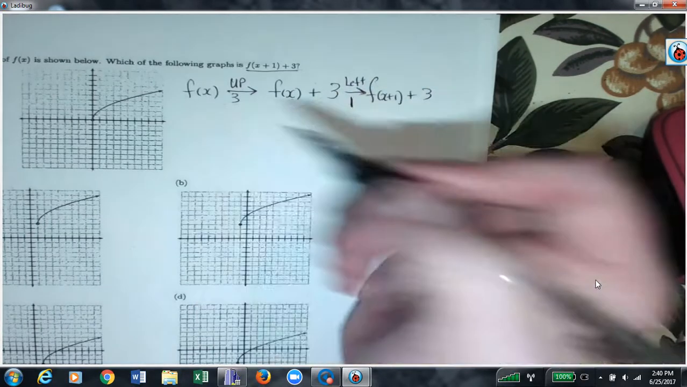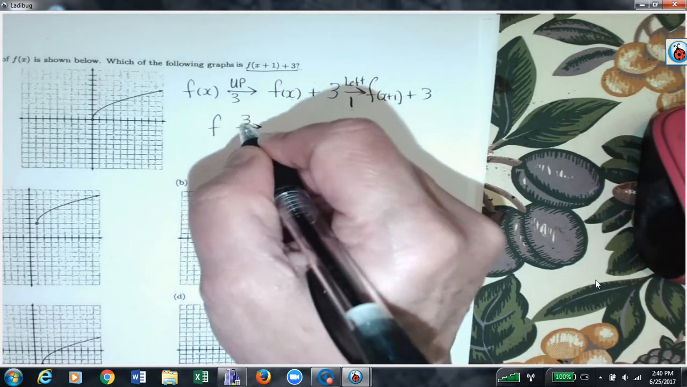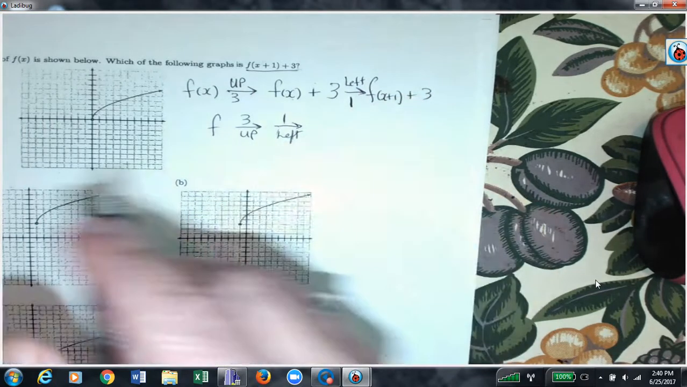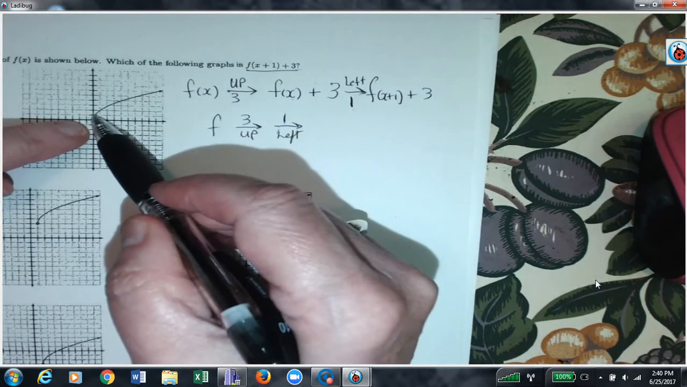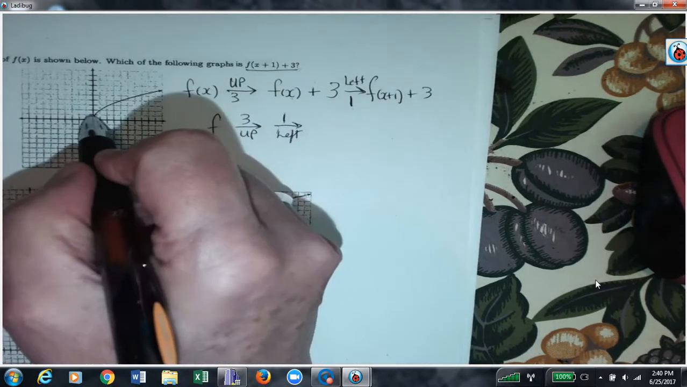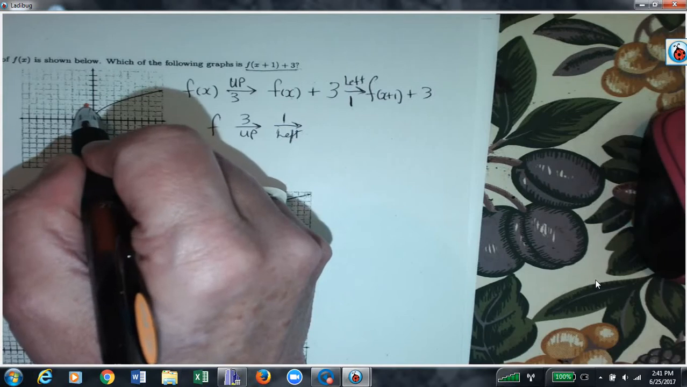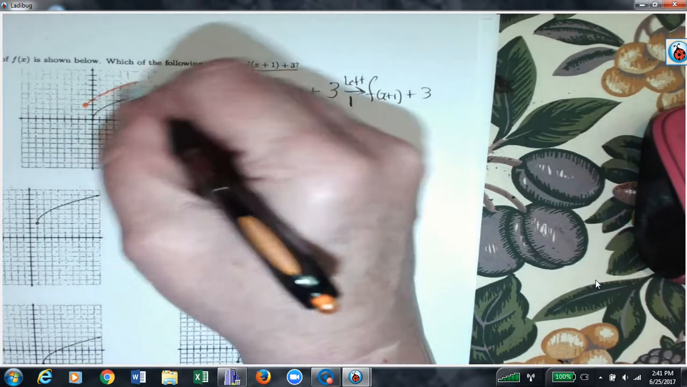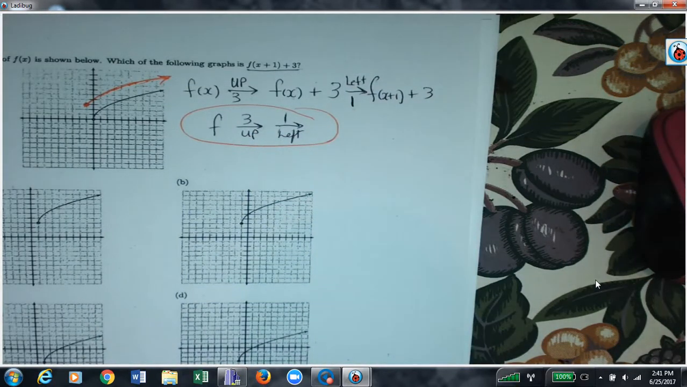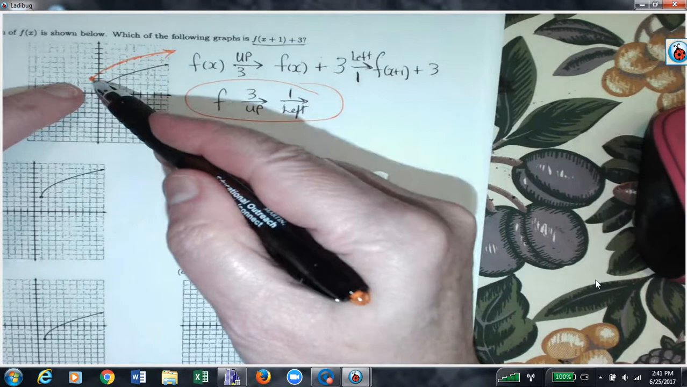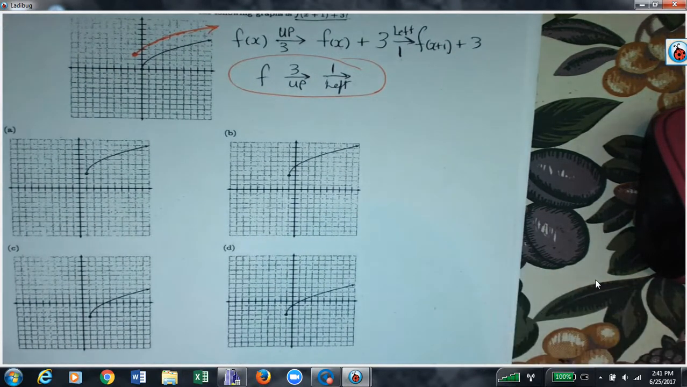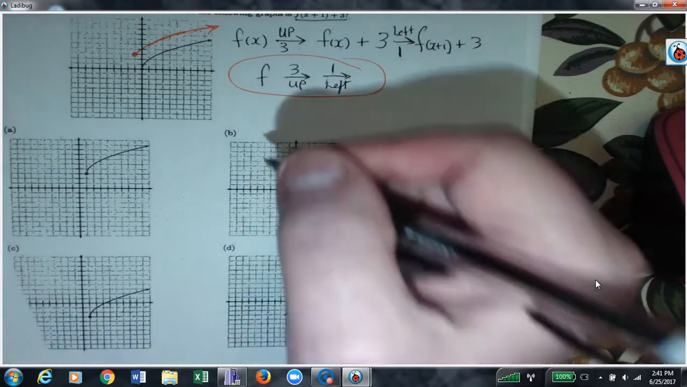So what do we do? We start with f, we go 3 up, and then we go 1 left. So if I take this and go 3 up, 1, 2, 3, and then go 1 to the left, 1, 2, 3 up and 1 left, then I'm going to have something that looks like that. And so I can tell just from where this point is, it's got to be B. It can't be anything else. So the answer to number 12 is B.